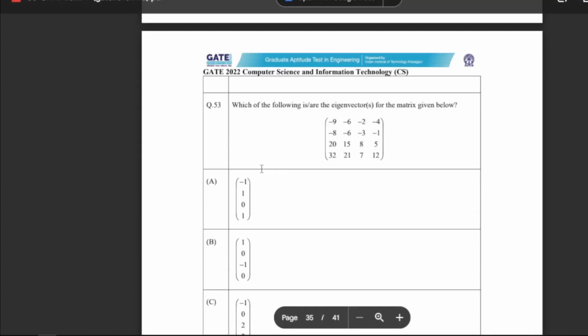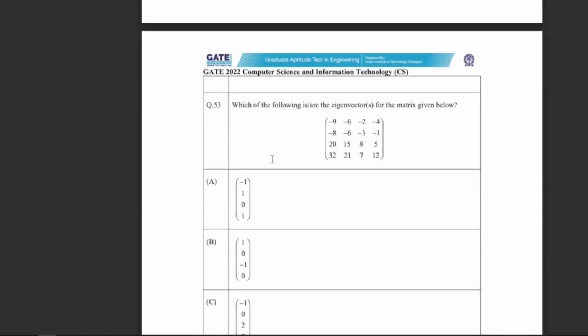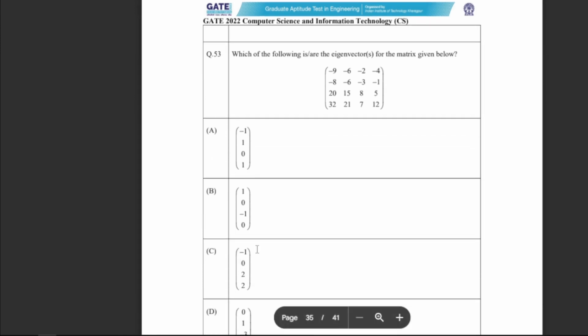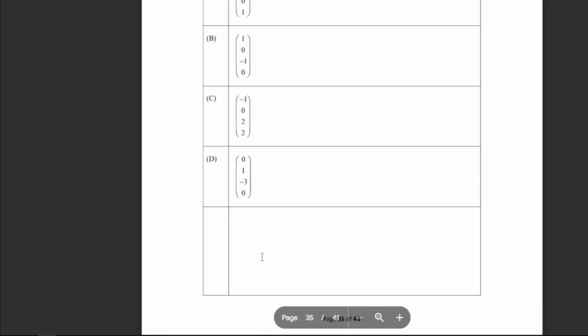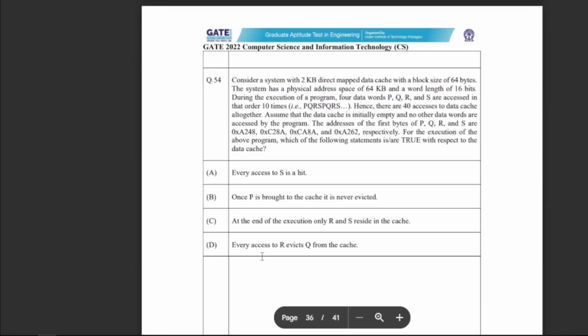Now 53, which of the following is or are true for eigenvectors for the matrix given below? So this is the matrix that we have, and the answer is A, C and D. So these are the answers for this.